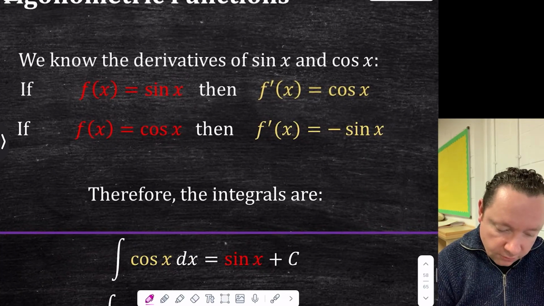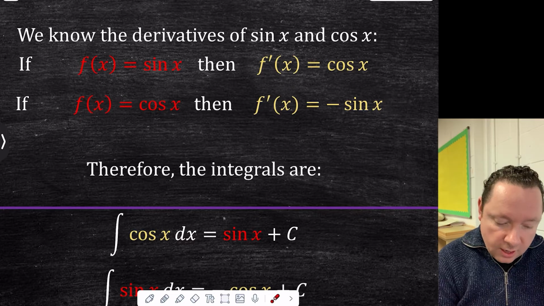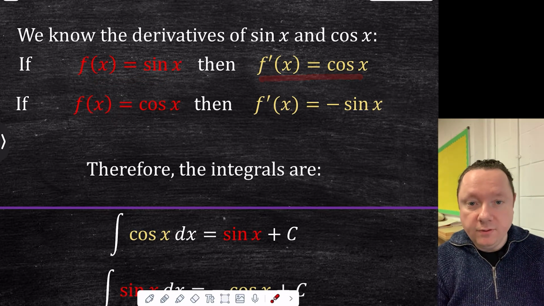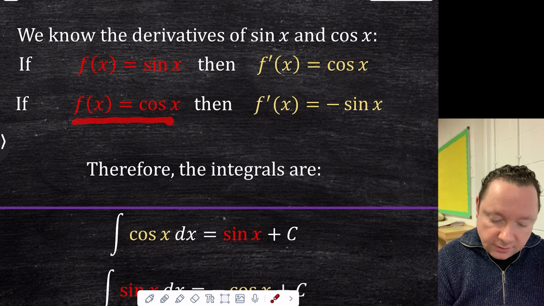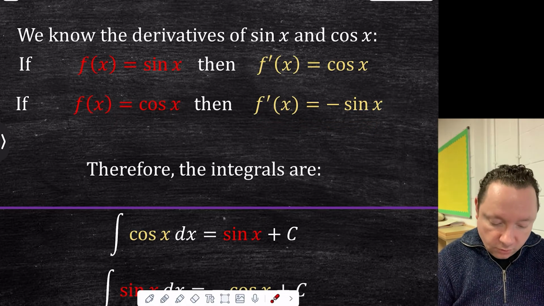Integration of trigonometric functions. So we already know the derivatives of sine and cos. If f of x is sine x, then we know that f dash x is cos x. We've done that in differentiation. And similarly, if f of x is cos x, that differentiates to minus sine x. And therefore, we can go backwards from there.